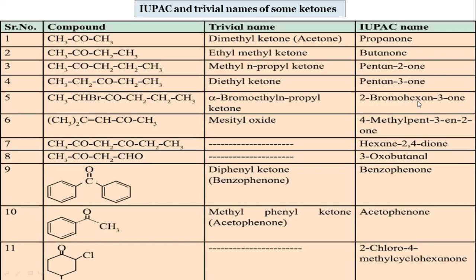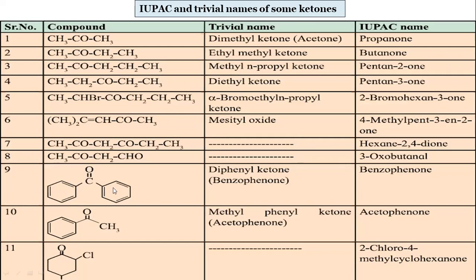IUPAC name 2-bromohexane 3-one. On the second carbon here, bromine group is there. That's why the name is 2-bromo. 2-bromohexane. Why is it hexane? Because total 6 carbons are there and it ends with ONE. And 3 indicates on the third carbon, the carbonyl group is there. 1, 2, 3. See the carbon number 3, CO group is there. So the name is 2-bromohexane 3-one. So make a practice at your home to write the names of aldehydes, ketones, and carboxylic acids.